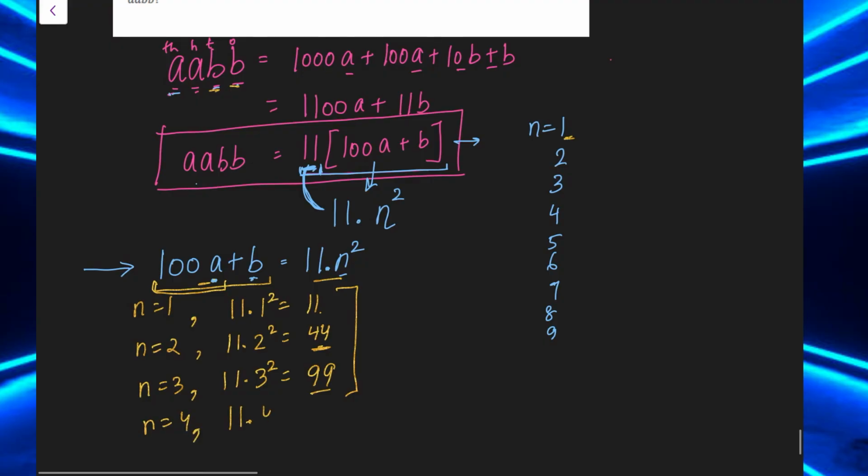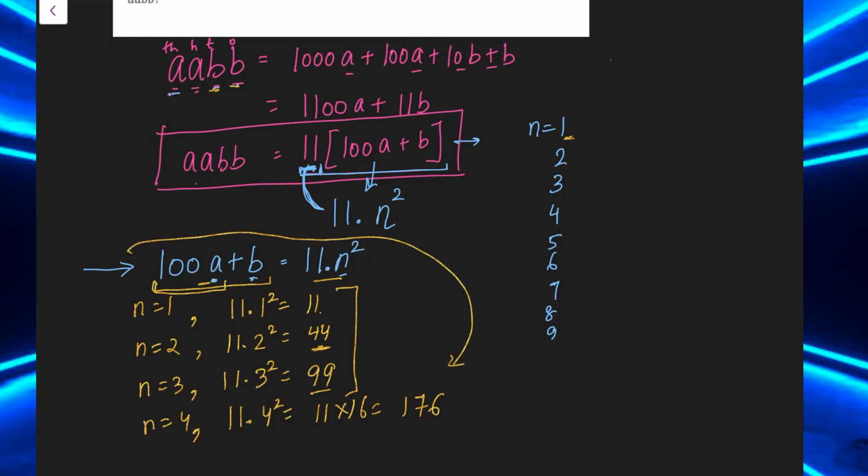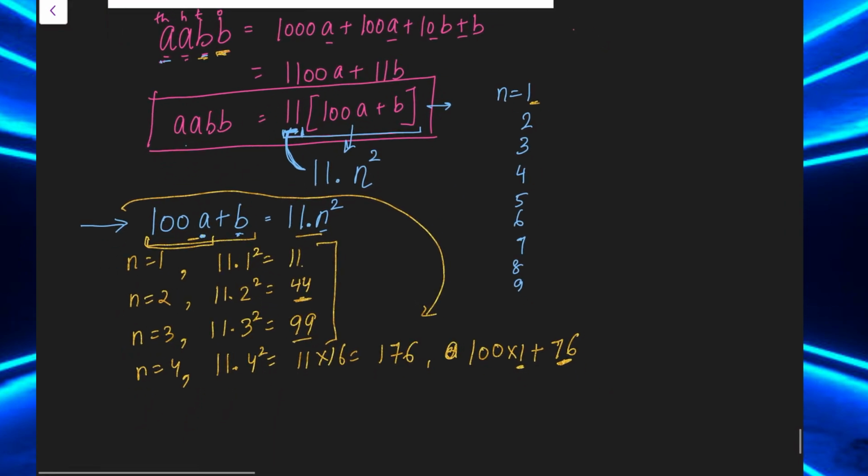N equals 4. 11 times 4 square is 11 times 16. Add them together, 176. Now this is a number where, if I try to solve it here, yes, we can write it as 1 times 100 plus 76. The only issue is a is 1, but in this case b is 76, which cannot be acceptable. B has to be a single digit number. So we are looking for a number where a and b can both be single digits.